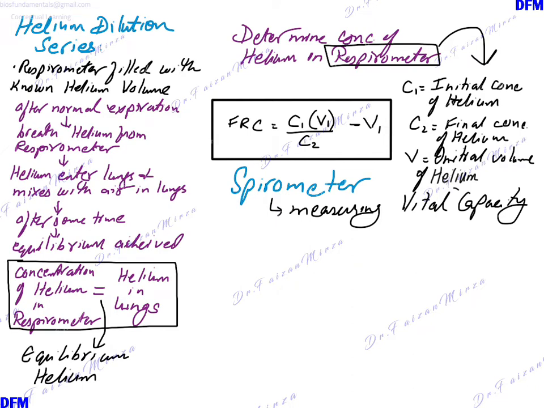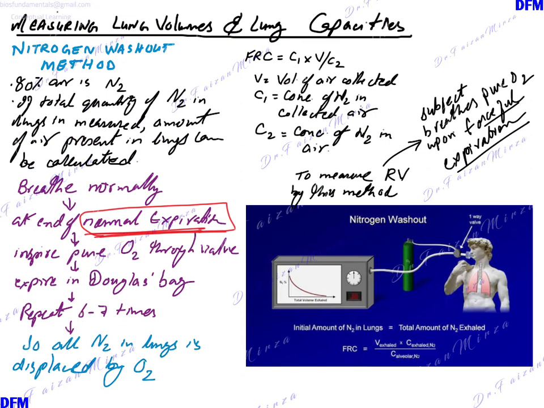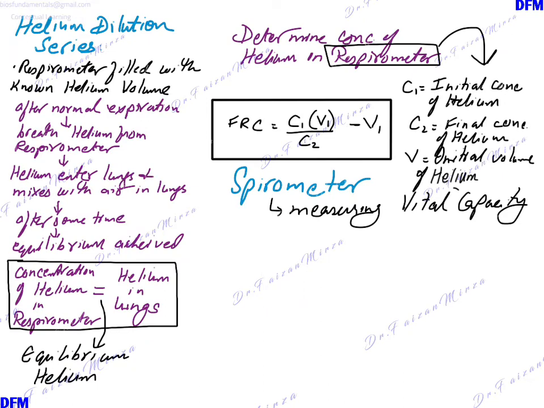This I have already discussed with you, that the spirometer is used for measuring vital capacity and so on. We already have covered that. In this way as well, we can also calculate residual volume in the very same way as we discussed here.